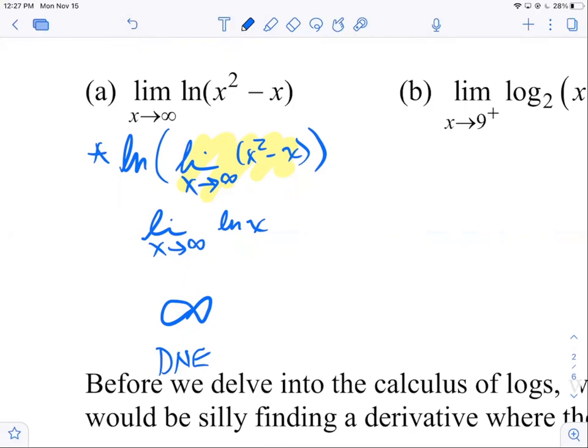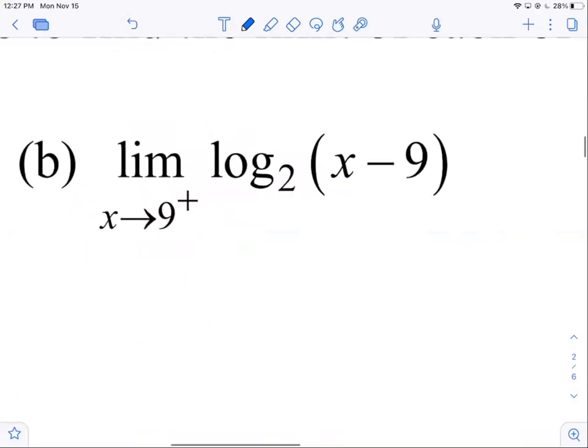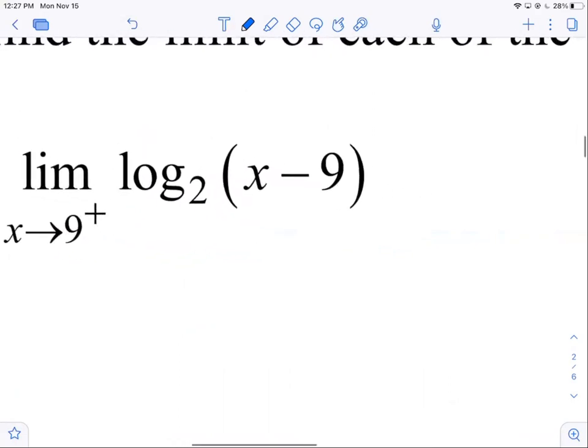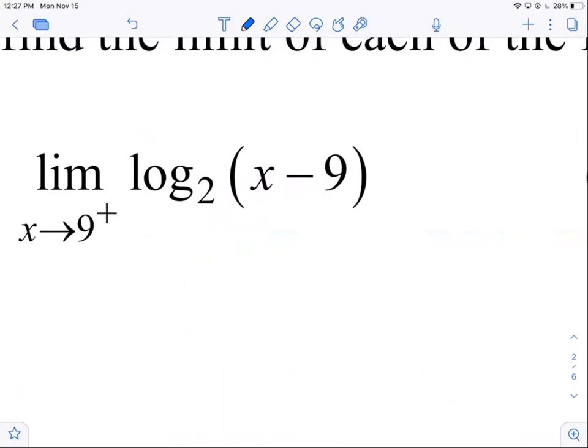All right. Letter B, the limit as x goes to 9 from the right-hand side, look at that, of log base 2 of x minus 9. Oh, crap. Well, let's try direct substitution, right? Never not first. 9 minus 9, 0. What's log base 2 of 0? Well, the function is undefined there, but what's the limit? Is it negative infinity or positive? You're positive it's negative? Maybe. I think so. Let's try it.